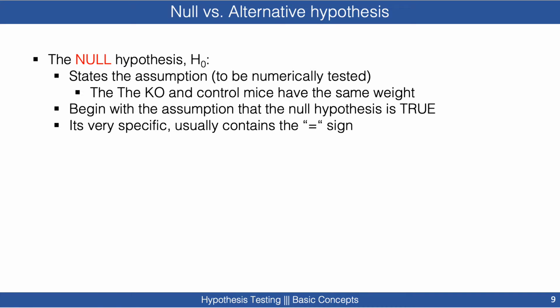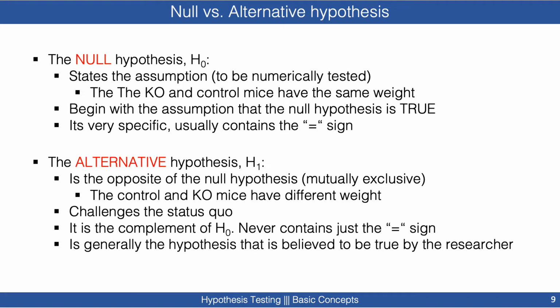We are going to begin our hypothesis testing, and as we discussed before, the frequentist approach to hypothesis testing is going to try to determine whether the data that you collect is consistent with that null hypothesis or not. And the alternative hypothesis, the one that actually is your hypothesis, the one you are testing, is that the control mice will have a different weight than the knockout mice.